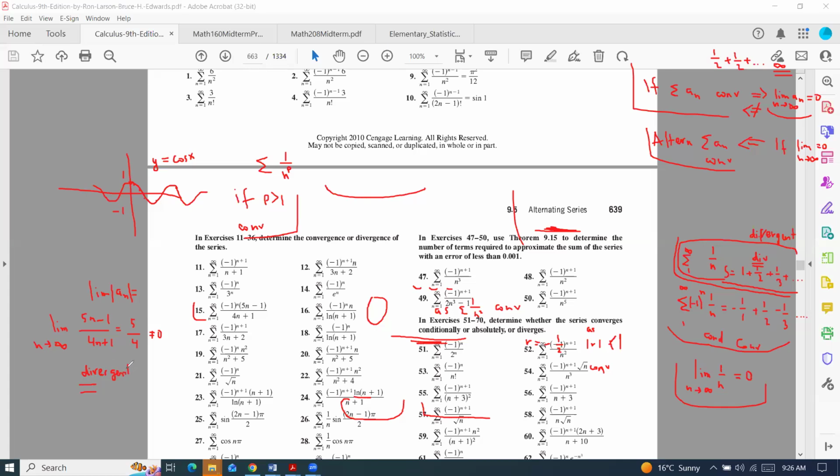Absolutely. In fact, conditional convergence is the same. So we must have the nth term limit equal to 0, not 5/4 or some other non-zero number, because otherwise the series is divergent. So when you find the limit of the nth term is not equal to 0, that's it. Divergent series. Very straightforward. Right?